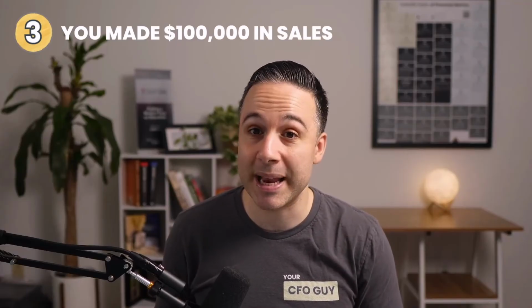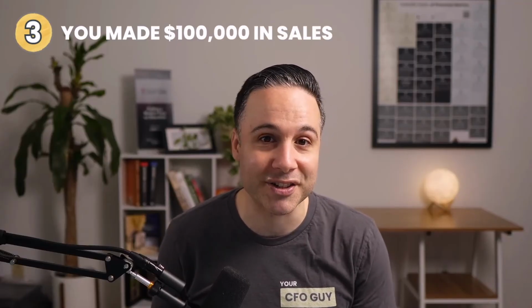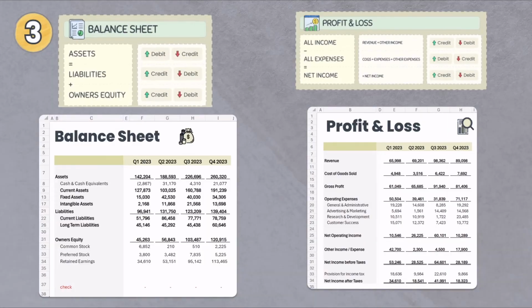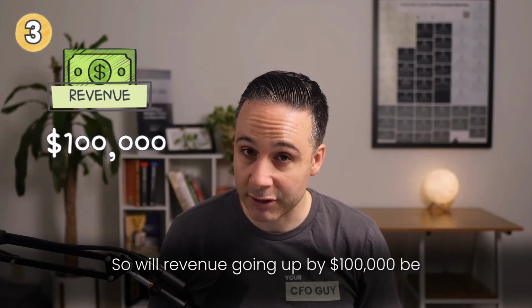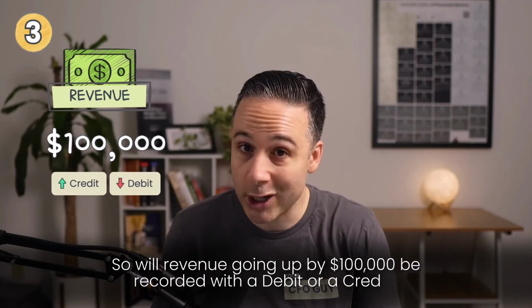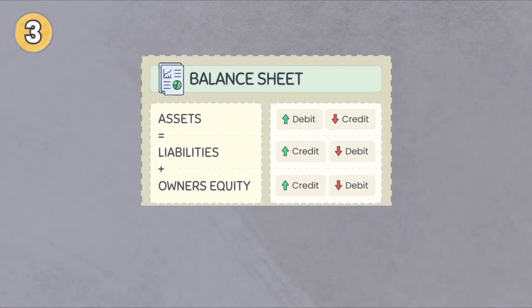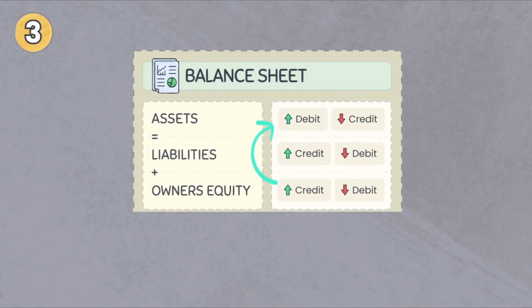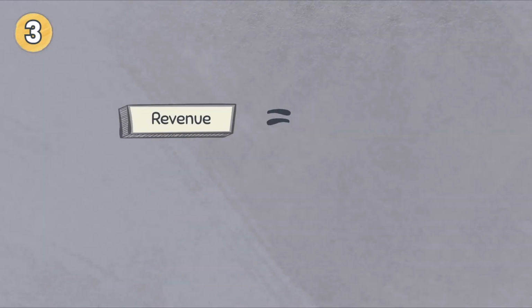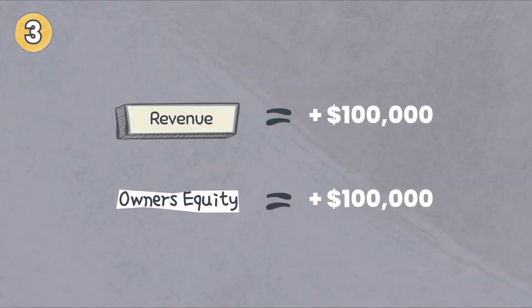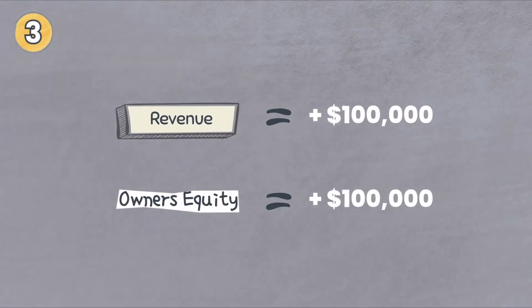For example number 3, let's change it up. Let's say instead of investing $100,000 in a business, you instead made $100,000 worth of sales. Sales is a profit and loss account, which we call revenue. Revenue makes our owner's equity go up. So will revenue going up by $100,000 be recorded with a debit or a credit? Remember, owner's equity behaves in the opposite manner that assets behave. It goes up with a credit. So we credit revenue by $100,000, which is another way of saying our owner's equity is going up by $100,000.